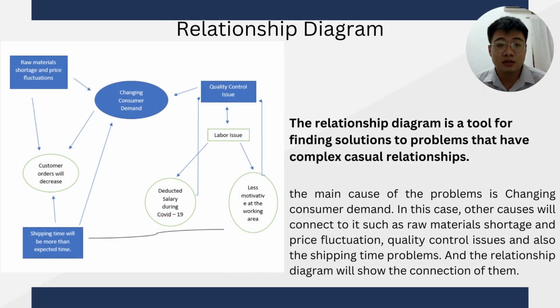Okay, now I will present the use of the relationship diagram. The relationship diagram is a tool for finding solutions to problems that have complex causal relationships. The main cause of the problem is changing consumer demand. In this case, other causes will connect to it, such as raw material shortage and price fluctuation, quality control issues, and also shipping time problems. The relationship diagram will show the connection of them, and the relationship is shown below for this diagram.